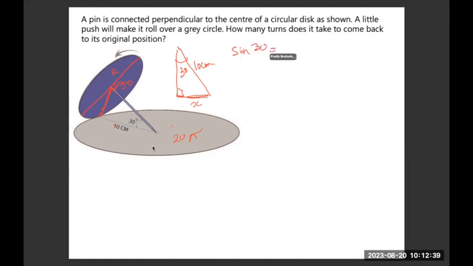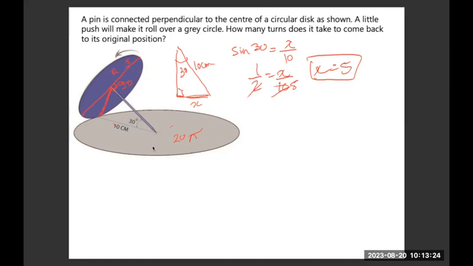Sine 30 is equal to x upon 10. So, wait. Sine 30, I forgot. Sorry, I need to search. What was the value of sine 30? It is 1/2. Yes, sine 30 is 1/2. Thank you. Okay, x upon 10 is 1/2, so x is equal to 5. So this radius is 5.